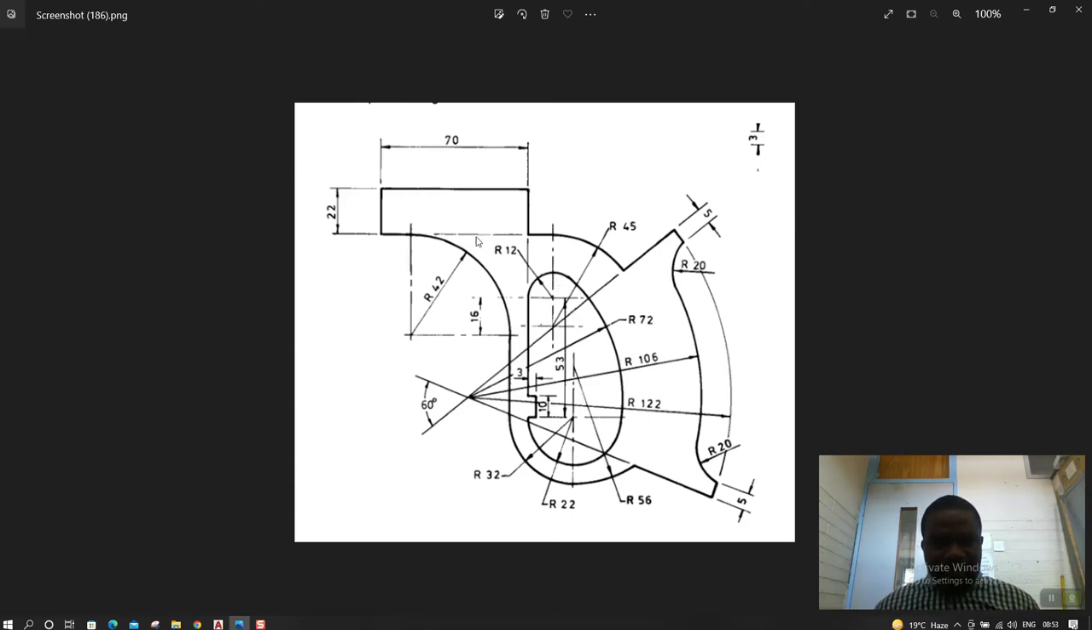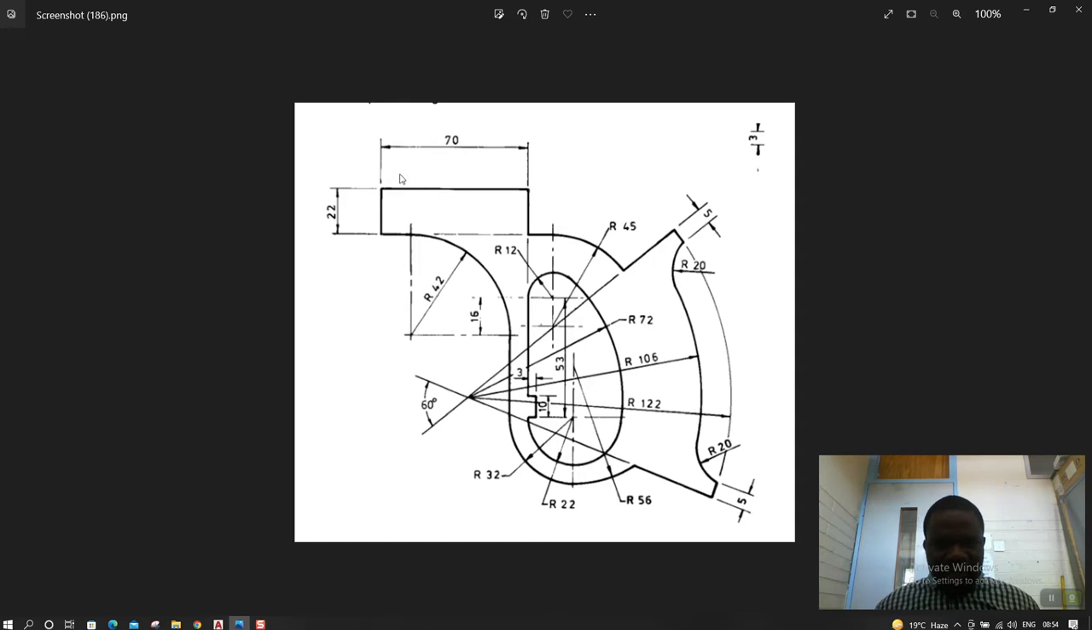So firstly we need to locate the centers and how we can get to those centers. For example, this center, the center radius 42. To get this center, you need to follow this and analyze the diagram. We get to see that the distance here where we have R22 and R32 simply reflects to us that this distance here to there is 10. So it's 32 minus 22 to get 10.